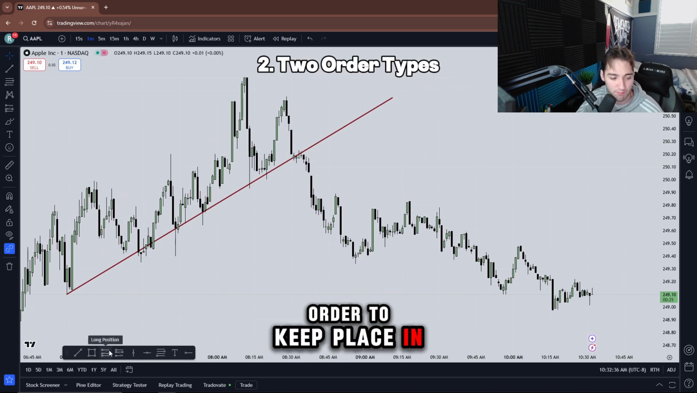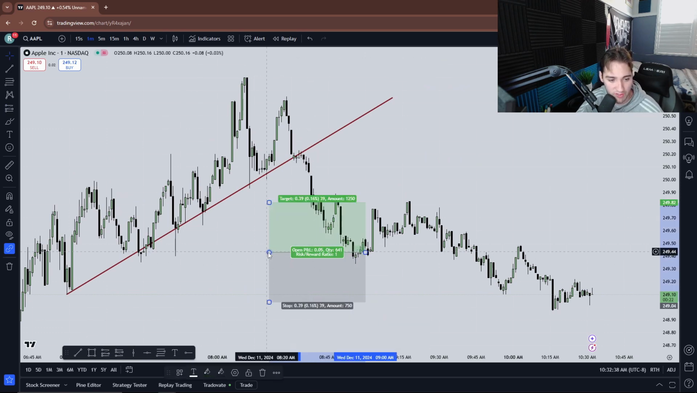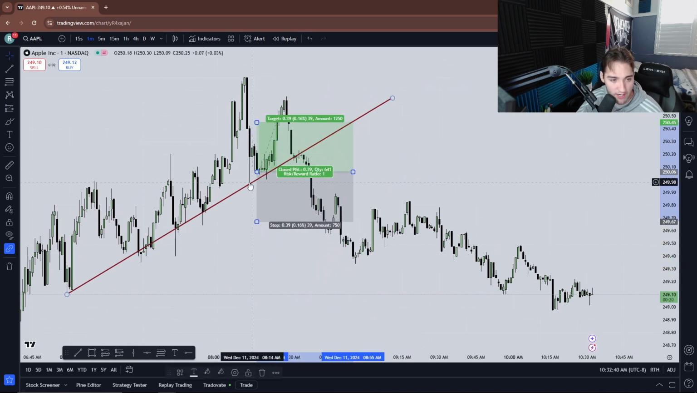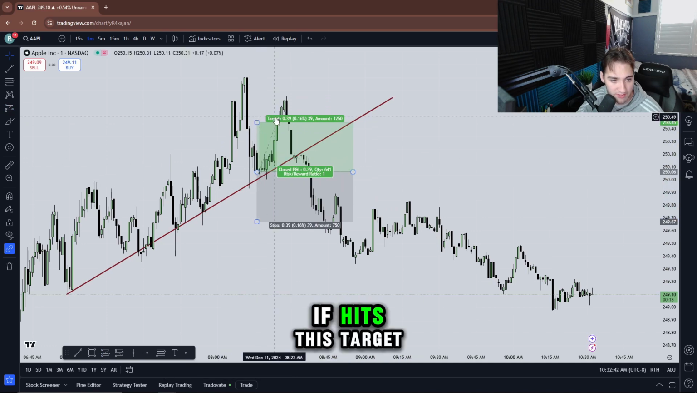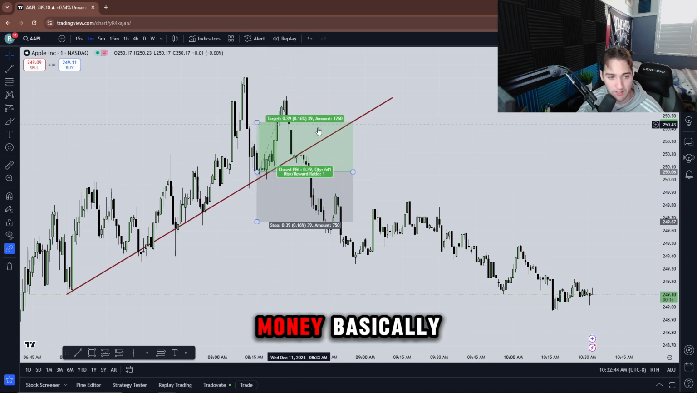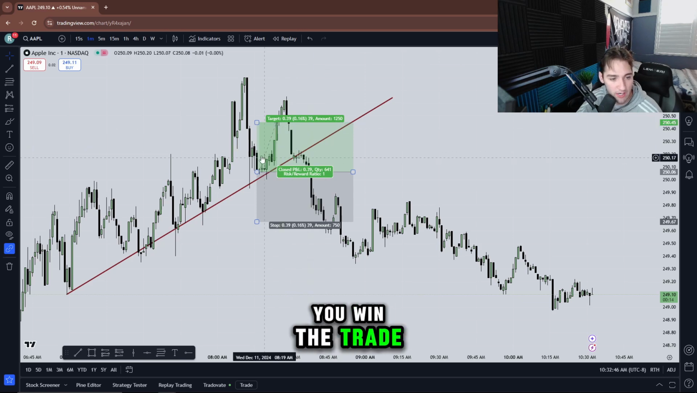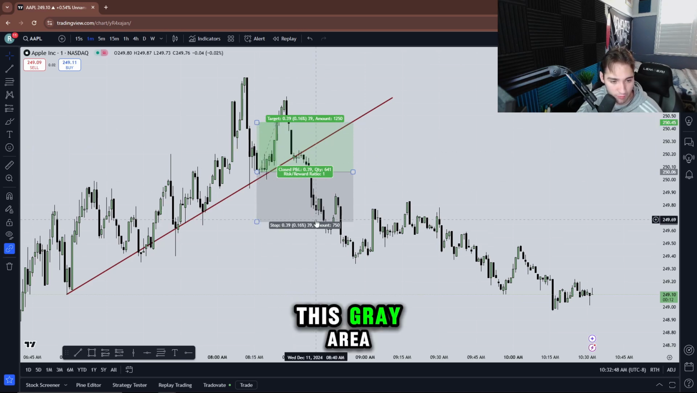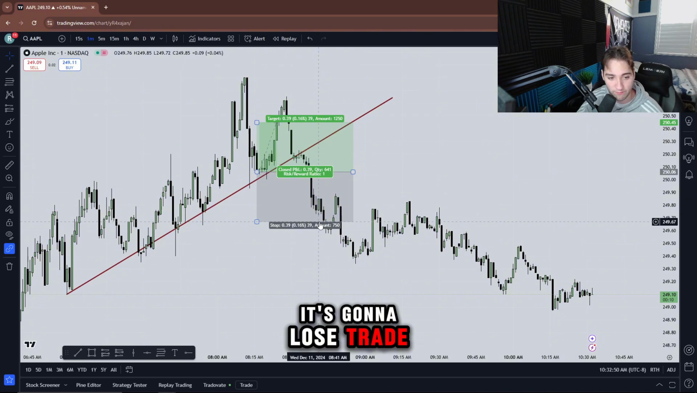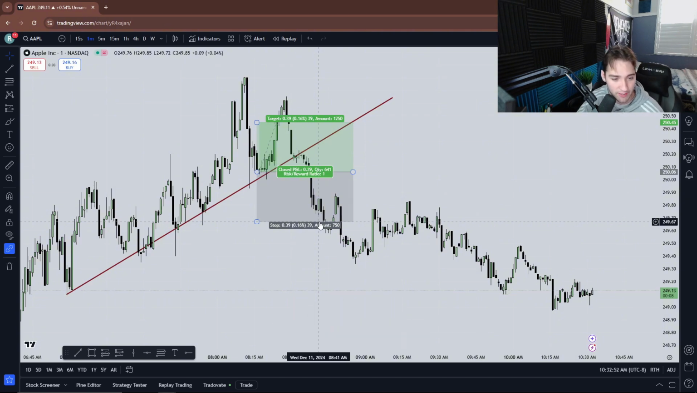I know that might sound confusing if you're a beginner trader, but there's two types of orders you can place in the market. There's a long position, which means if I buy the market here and it hits this target, you win money, basically. You win the trade. And if it hits this gray area, it's going to lose the trade. For you, it might be red, but I have mine gray. But there's a long position.